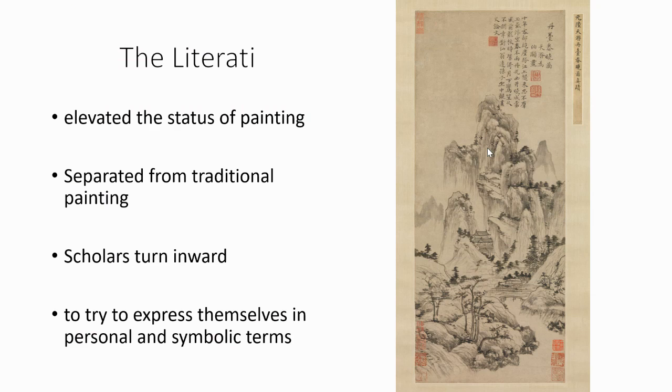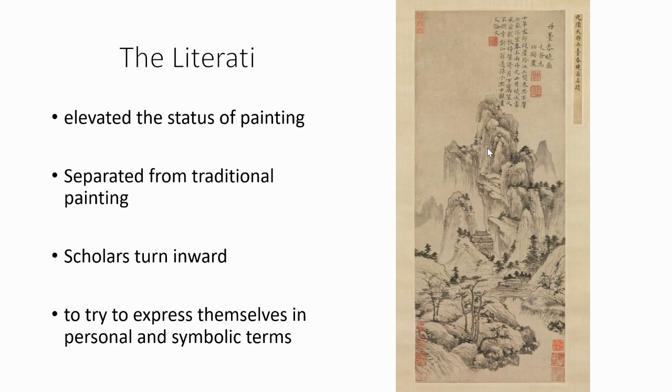Now, stepping aside from architecture, let's look at painting. So I haven't really talked about literati painting very much, although it's been with us since the Song Dynasty. And this type of painting is kind of scholarly painting. It elevated the status of painting from a craft to a real art form, and it separated itself from traditional painting. And in case you're wondering what traditional painting is, at least during the Ming Dynasty, I'll show you in a minute. So these are scholars that often are going to retreat from the cities and go off and live in the forests. They try to express themselves through personal and symbolic imagery.